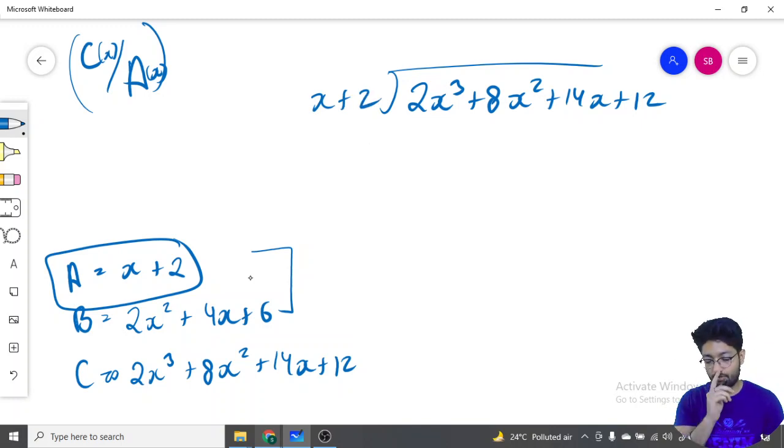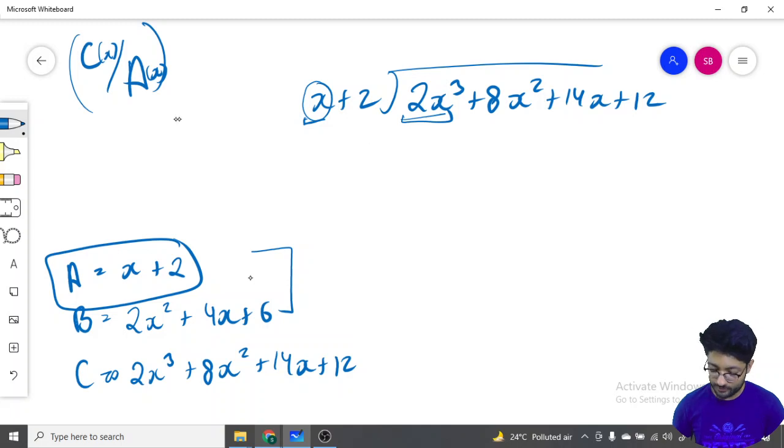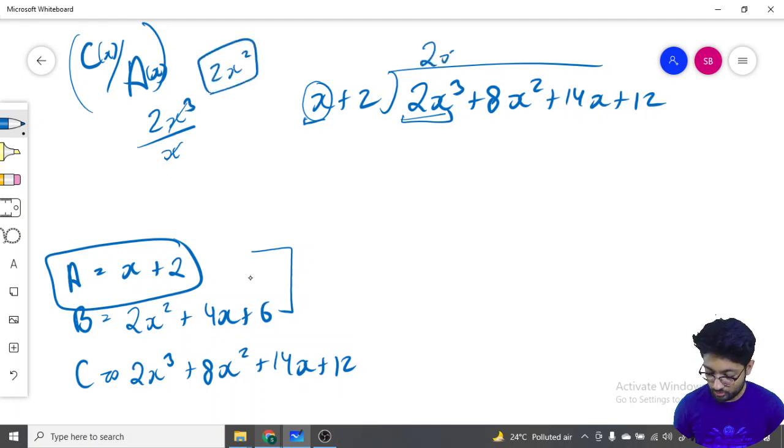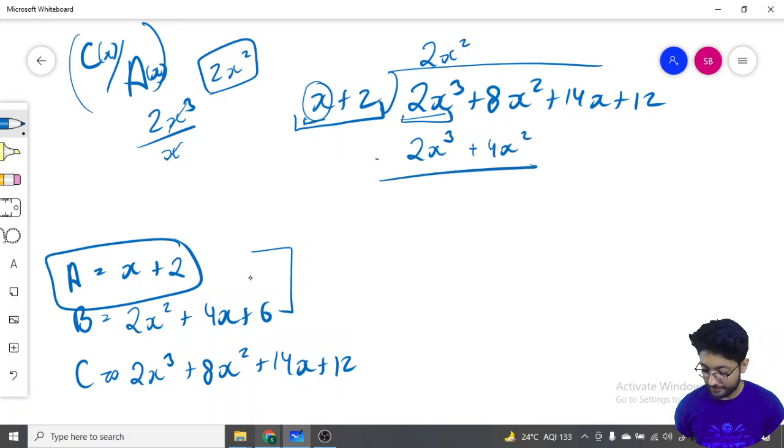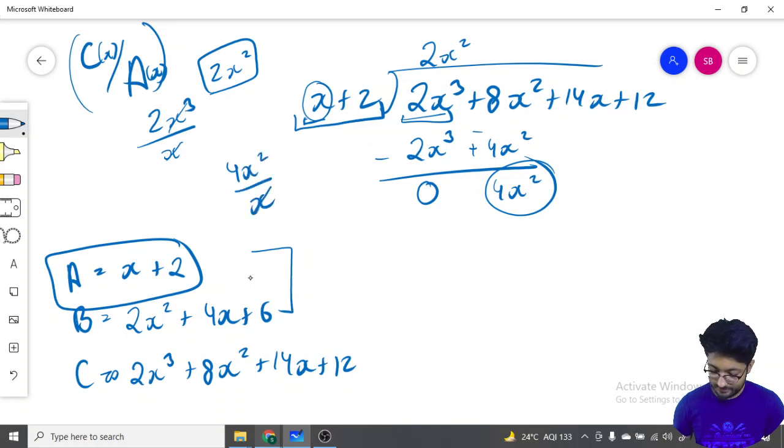Now how do you divide this polynomial? That's the very simple way. You just find the closest multiple of this with this. You divide this part and this part. So 2x cube divided by x turns out to 2x square. So you put 2x square here, and then you multiply the whole term with 2x square and put it here, so it becomes 2x cube plus 4x square, and you minus out these terms. So this term becomes 0, and this becomes 4x square. And then you do the same thing: you divide this new term, 4x square, by x, and it becomes 4x.